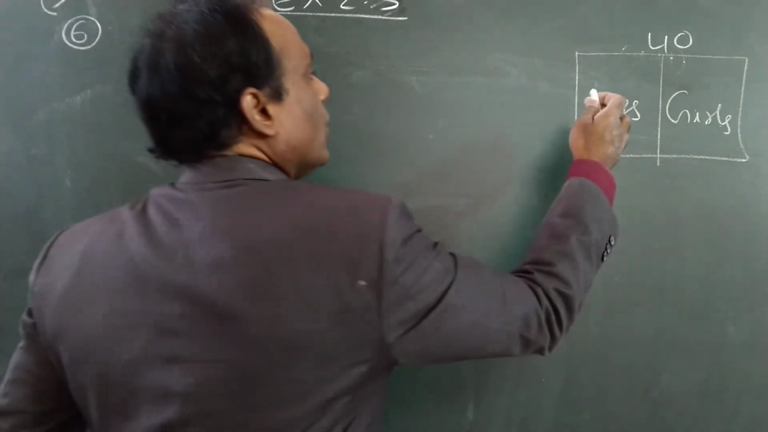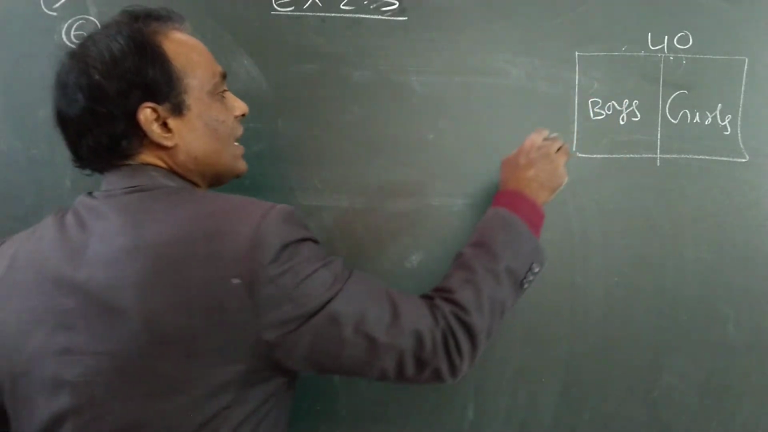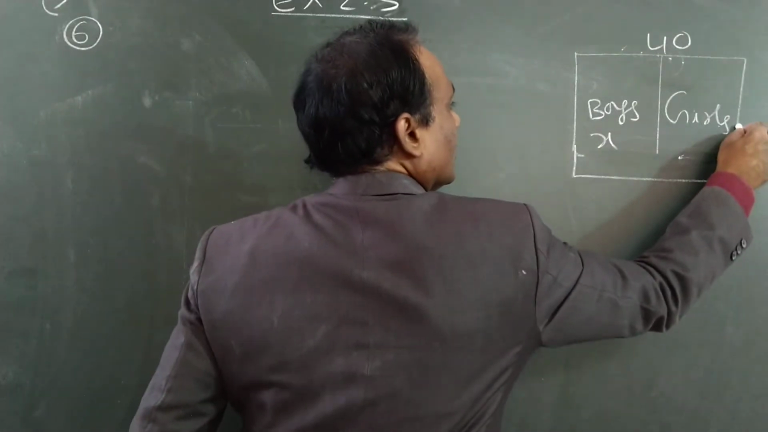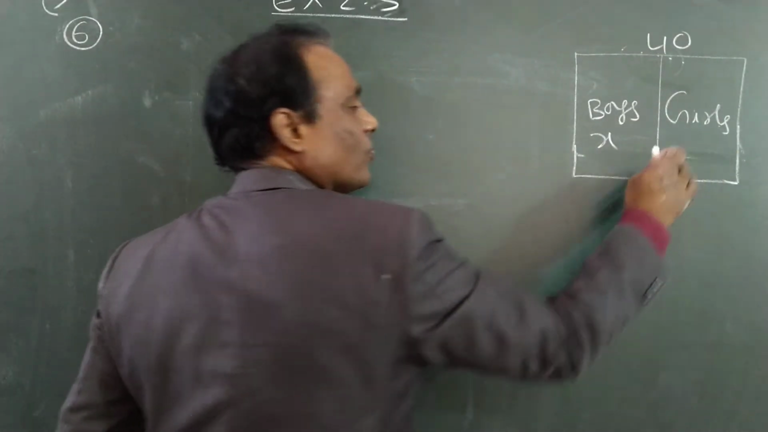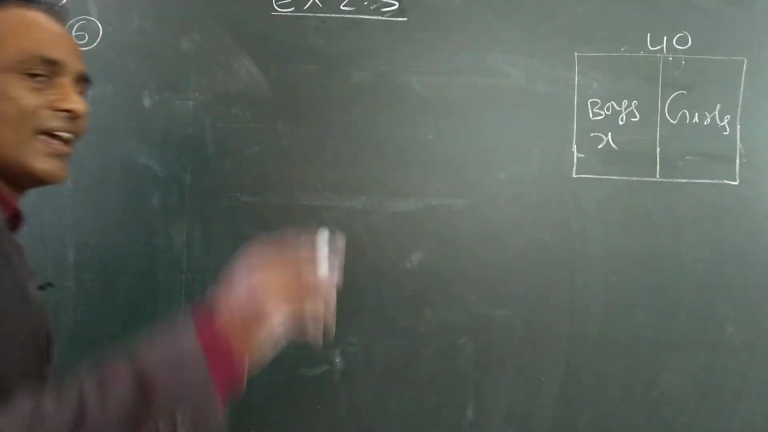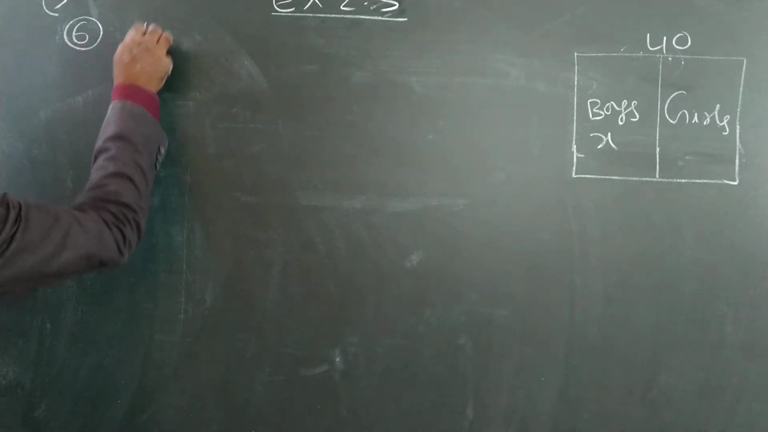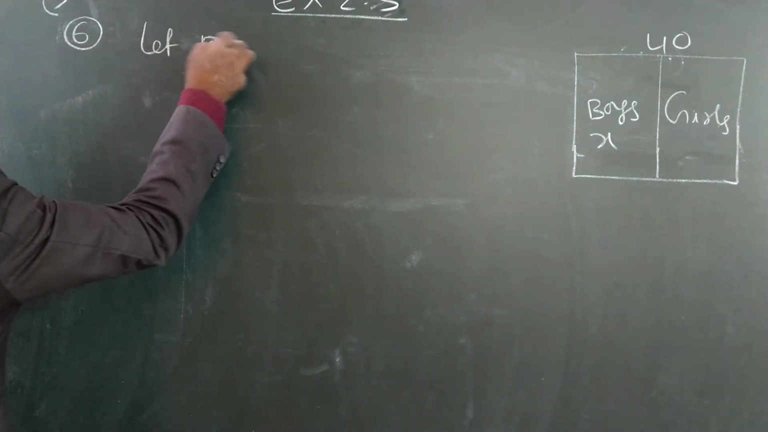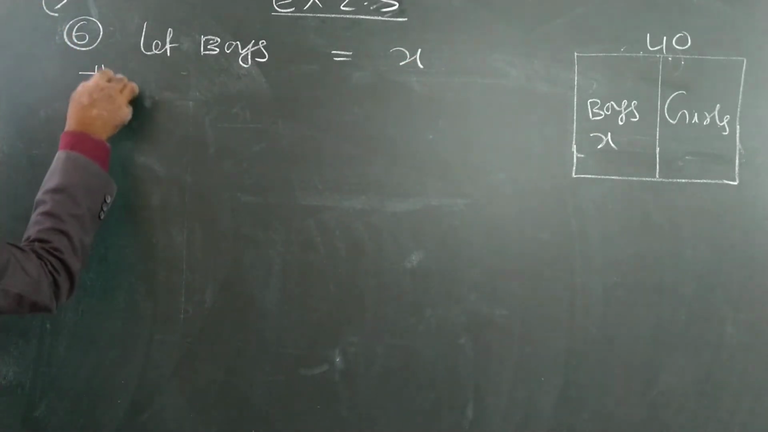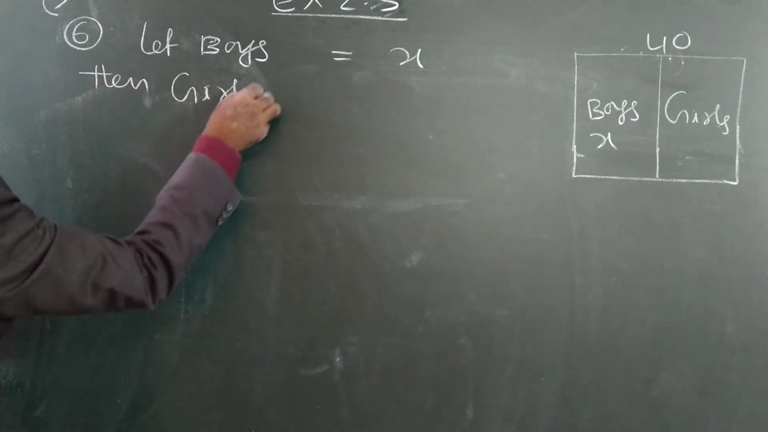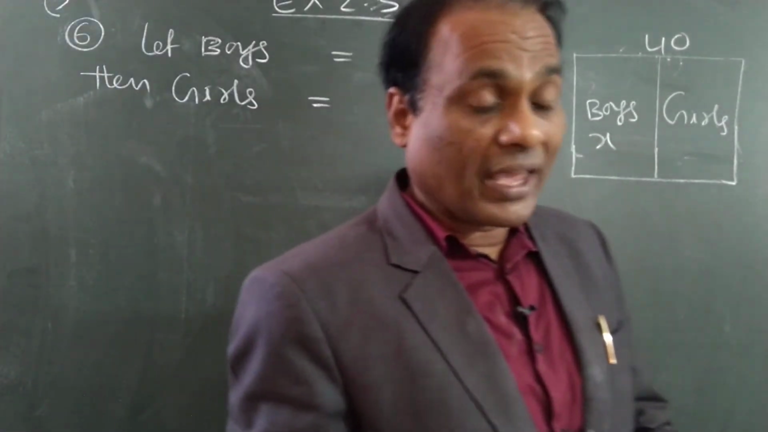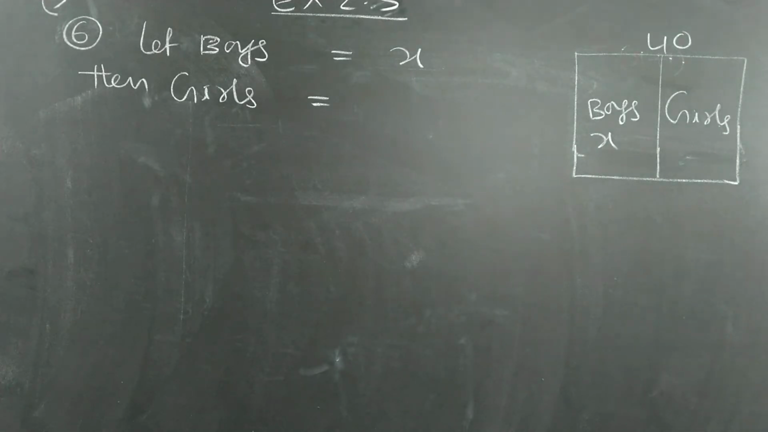See here. We don't know the number of boys. Let us take the number of boys as x. Number of girls we don't know, number of boys we don't know, but total we know, 40. See here, how I am solving. Don't write. Let boys be equal to x. Then how many girls? Boys is equal to x, then what will be the number of girls?